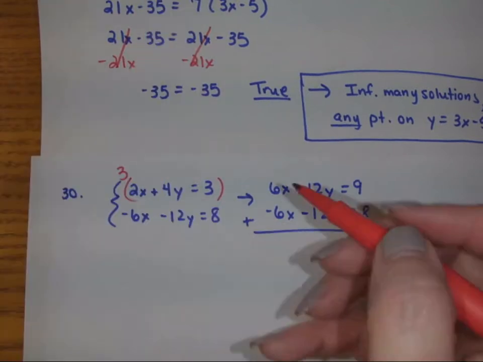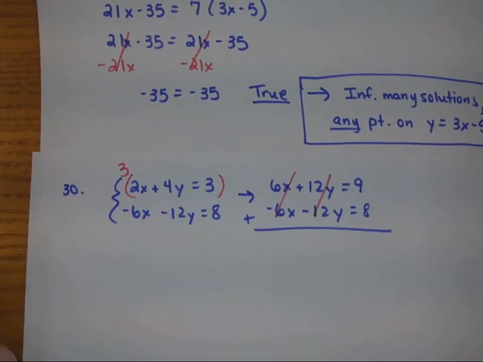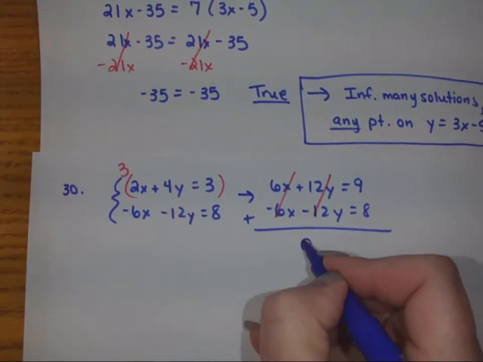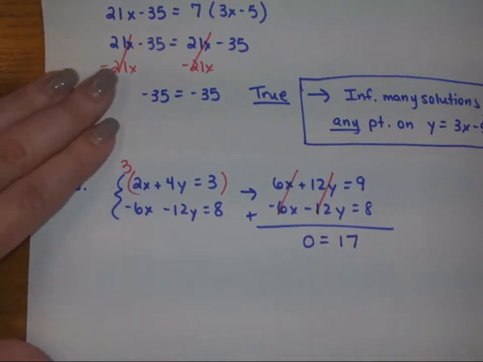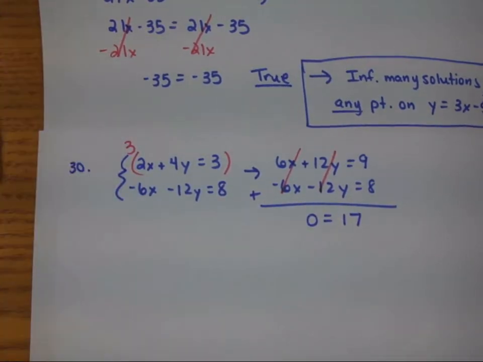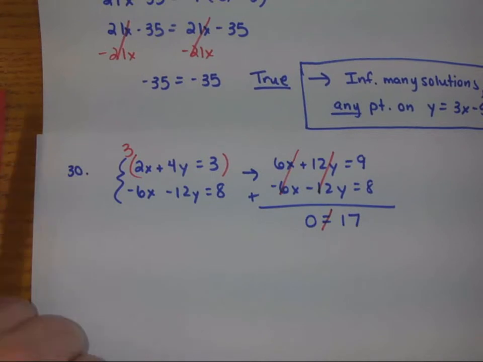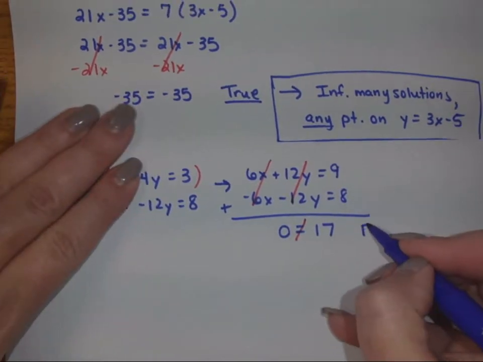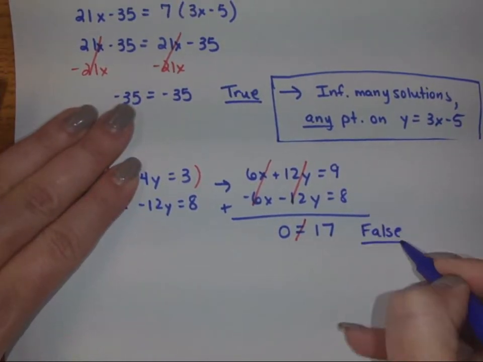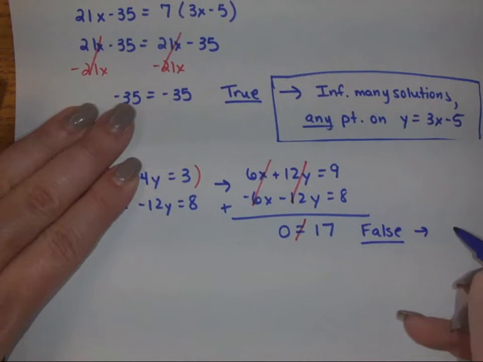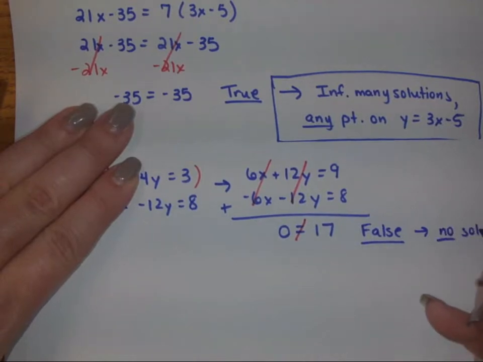But notice when I tried to get rid of x, I actually also got rid of y, and I end up getting 0 equals 17, which is not a true statement, right? 0 is not equal to 17. So this is a false statement. And when you get a false statement, it means no solution at all.